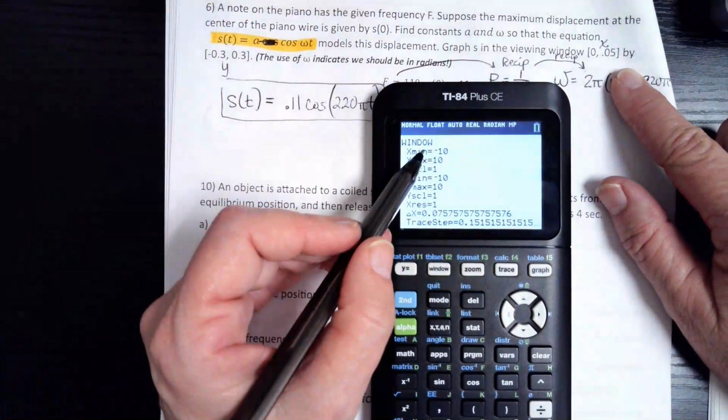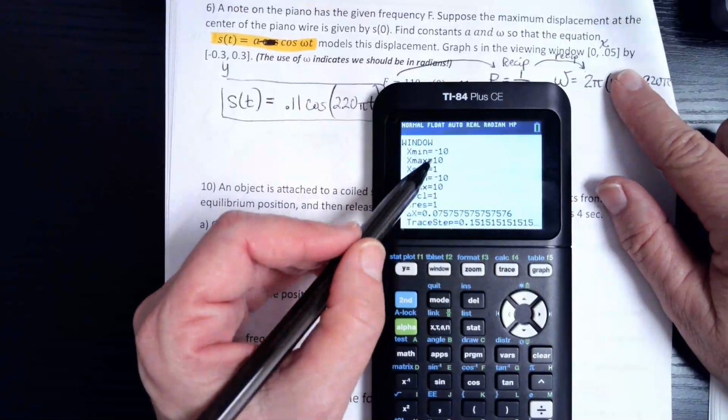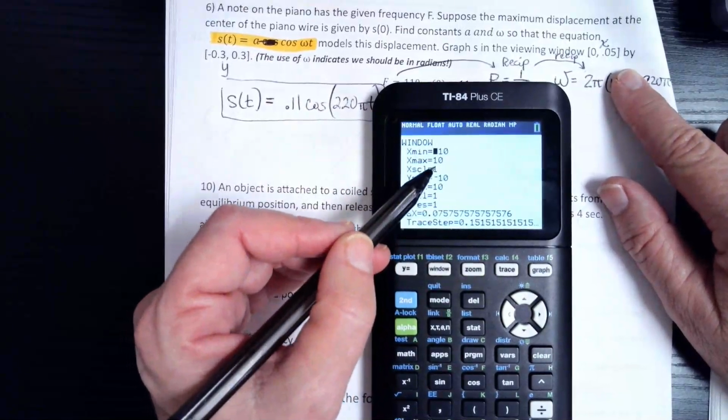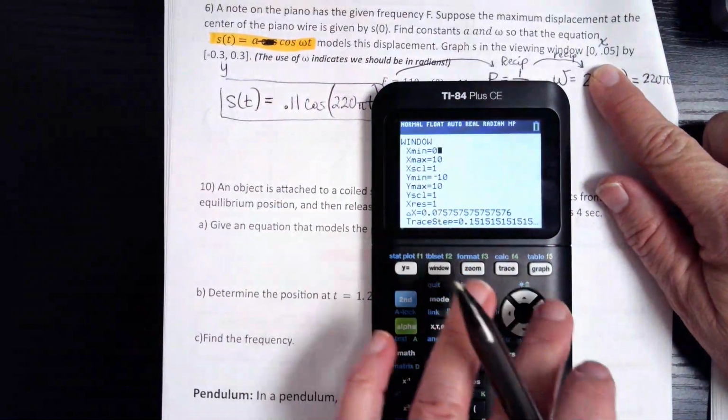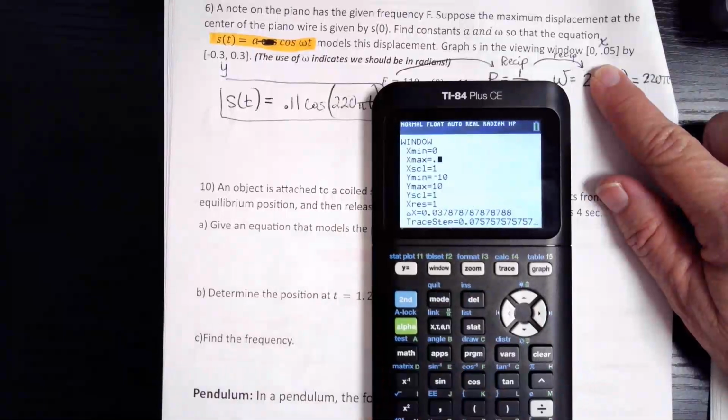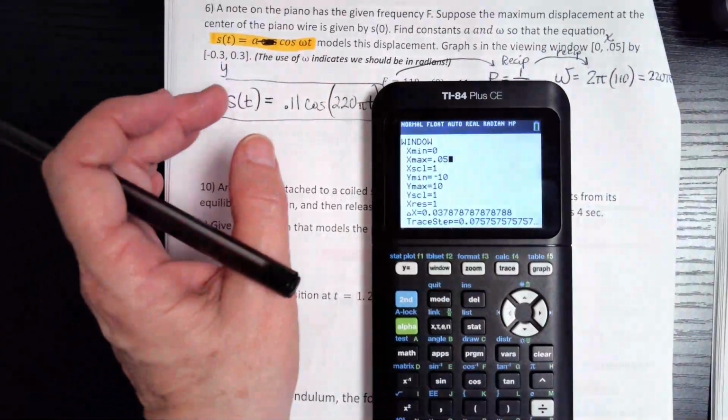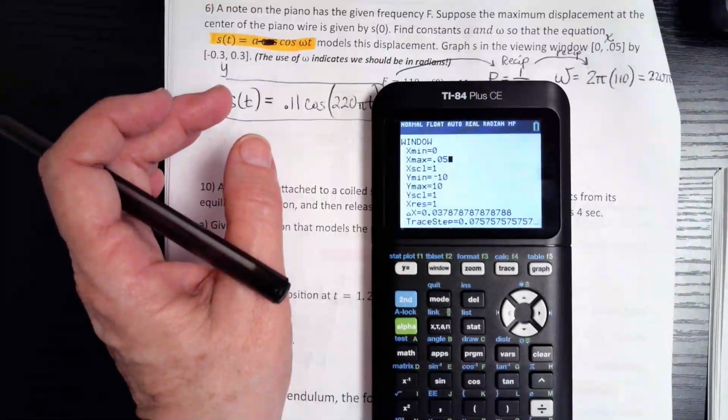So, for my x minimum, we're not going from -10 to +10. What are we going from? 0 to 0.05. All right, not nearly as much, right?